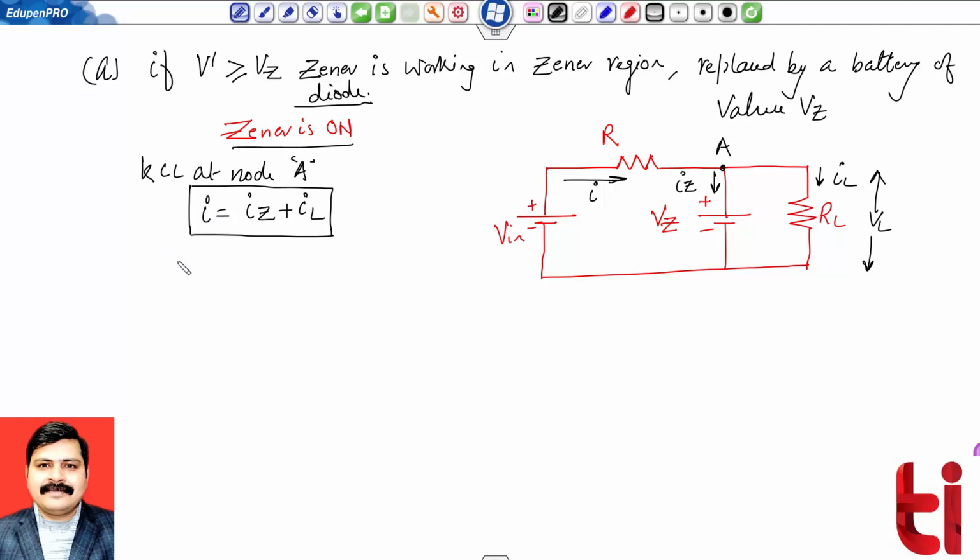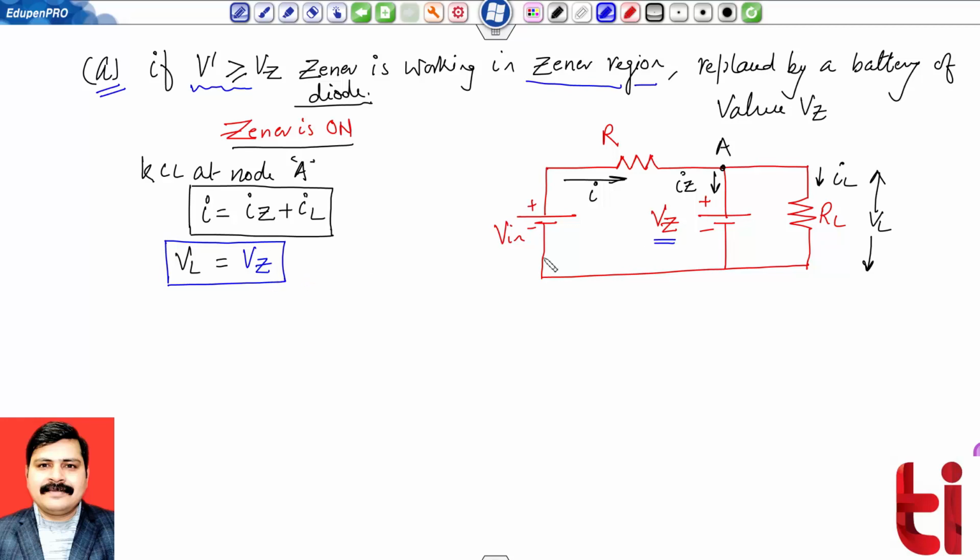What is the load voltage VL? You can check over here, the Zener diode is working in the breakdown region, so Zener is on. If it is on, it is replaced by a battery of value Vz, and you know the fundamental concept: in parallel configuration, voltage is always the same. VL will be equal to Vz, the Zener voltage. Now you can check the interesting outcome: as long as my Zener diode is working in the breakdown region, I will have a constant voltage across the load resistance VL, which will be equal to the Zener voltage.